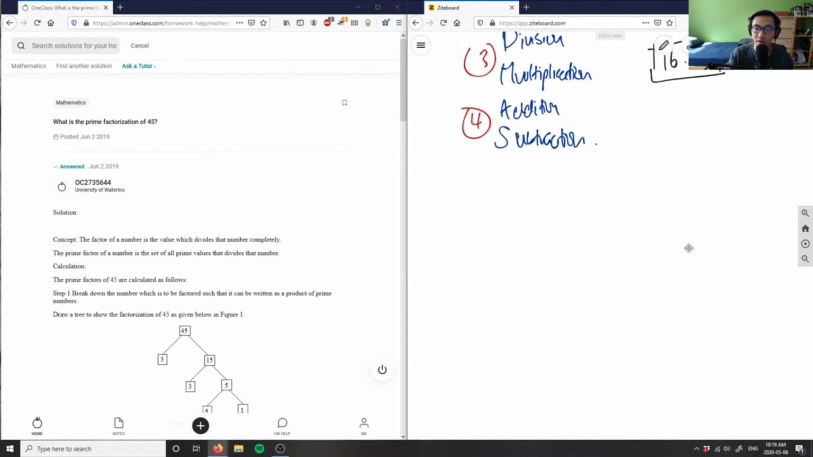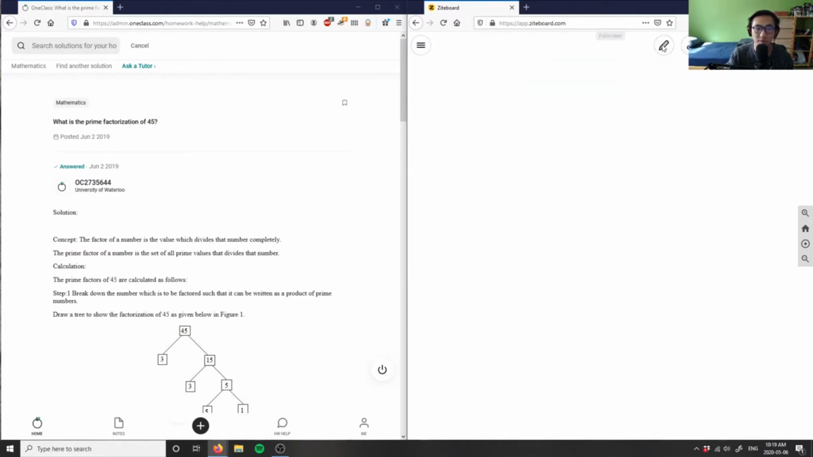Let's look at 5 here. It's asking us, what is the prime factorization of 45? So I care about the prime factorization of 45. In order for me to do this question, I really care about the factors of 45.